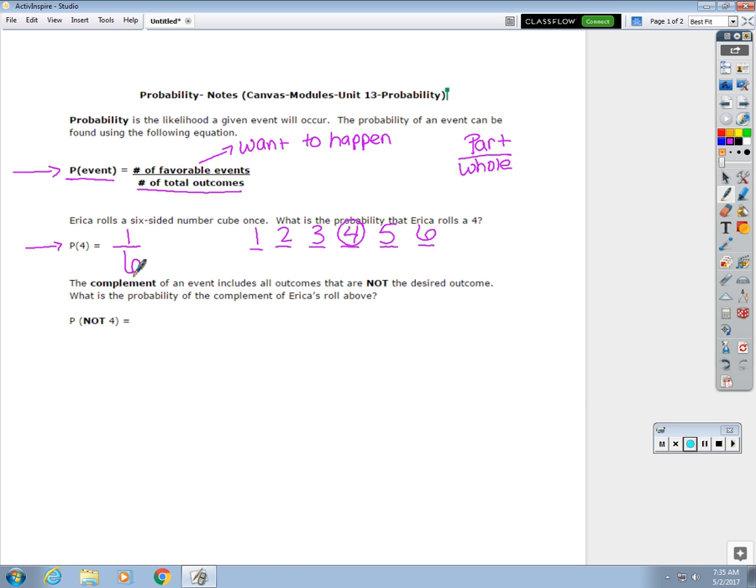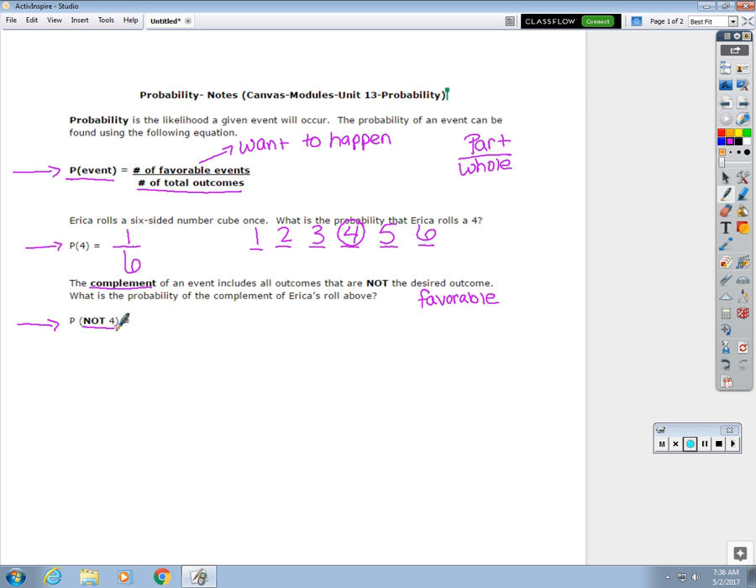We also have this word called the complement. The complement of an event includes all outcomes that are not the desired outcome. Desired here is talking about favorable. So, not the favorable outcome. What is the probability of the complement of Erica's roll above? Erica's roll above was she wanted to roll a 4. Well, let's say the probability that she does not roll a 4.